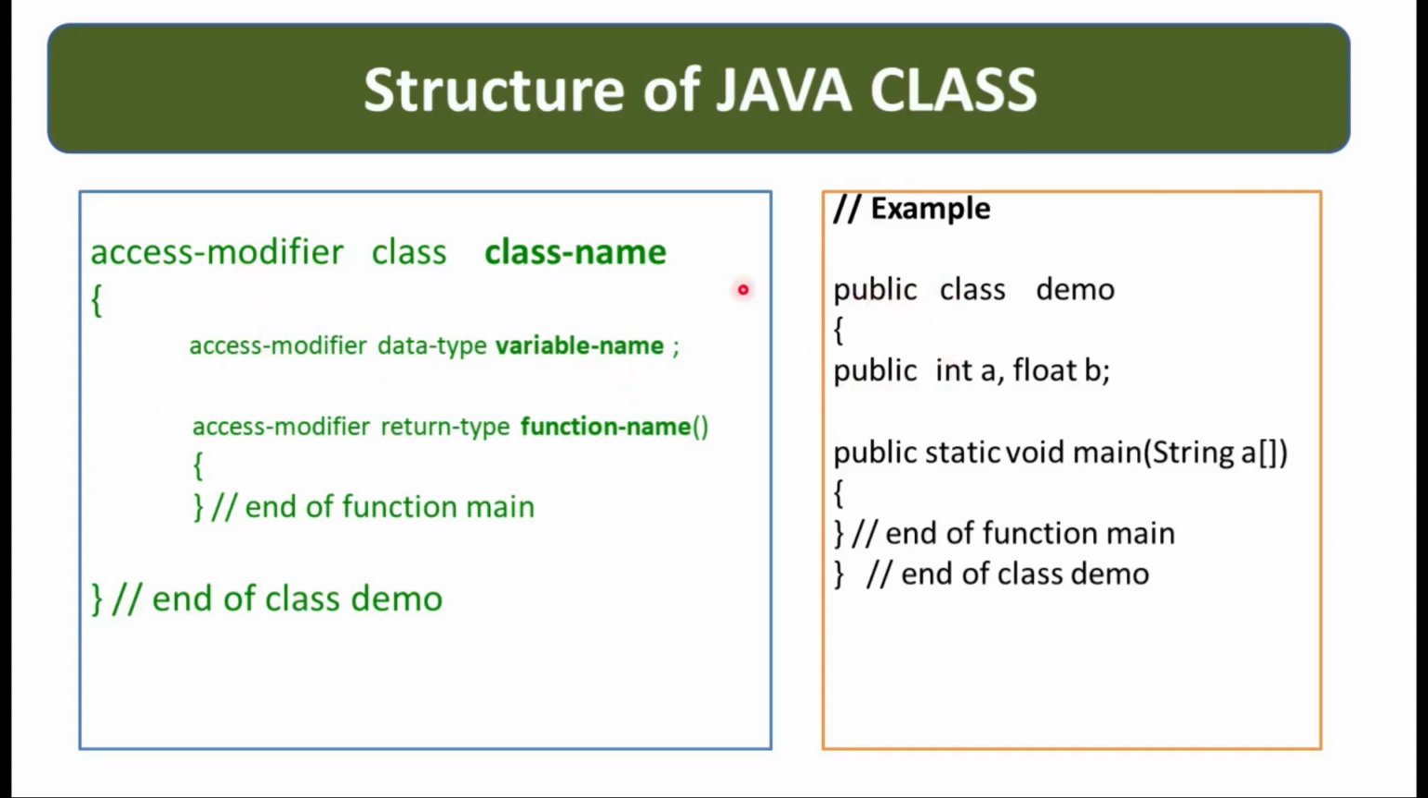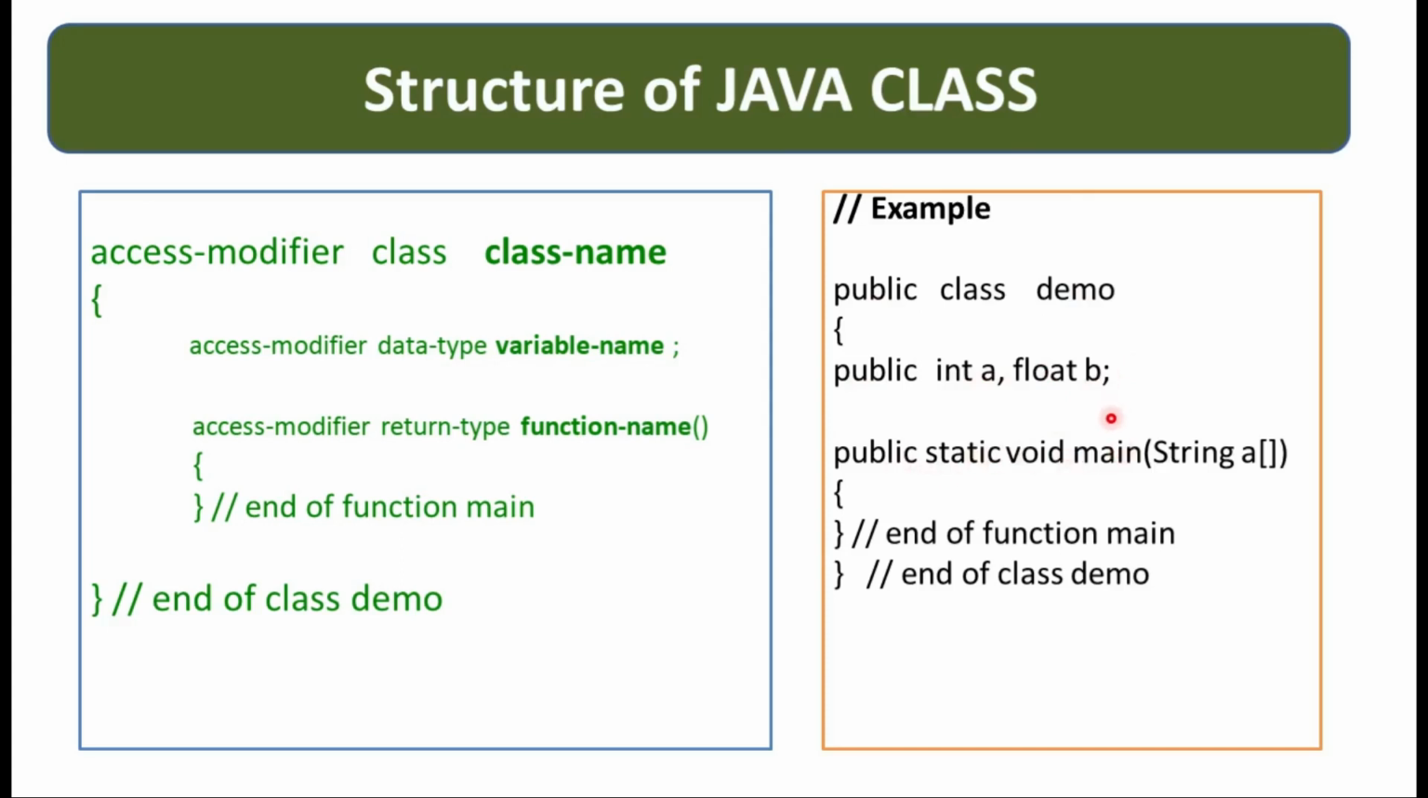Public class. Public is the access specifier. Class is a keyword. Demo is the class name. Public is the access specifier. Int a is the variable. Float b is the variable. Public static void main, this is the main function.